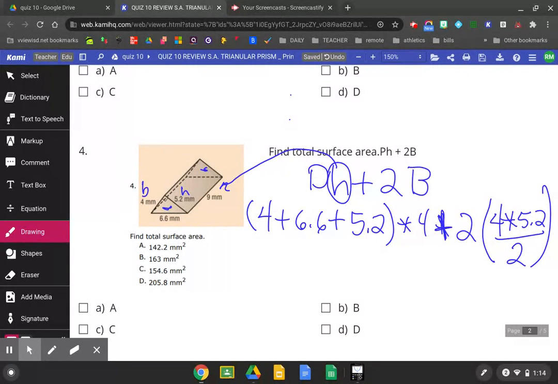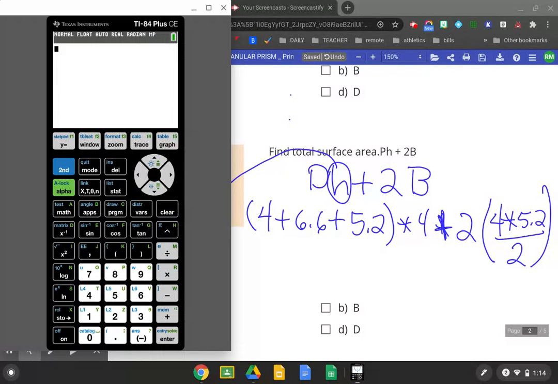Divide that by 2. The parentheses is a big deal on this calculator, guys, so be really careful. So we're going to go parentheses 4 plus 6.6 plus 5.2, close the parentheses, and then multiply that by 4, and then add 2 parentheses. Now, since it's a fraction, I'm going to use this right here. Put the cursor back to where it's supposed to be, right there. We're going to go alpha y equals number 1 and put 4 times 5.2. Make sure you put that 0.2 so it can work out. And then in the bottom 2, do not leave that cursor there. Move it to the side. Close it up and it looks like this.